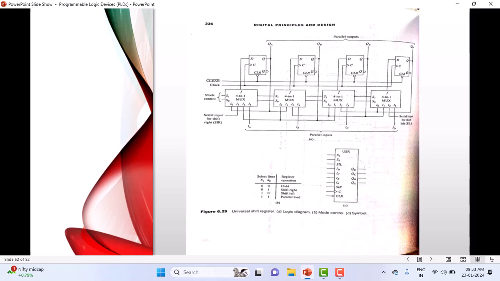And as I told you, this complete logic diagram is available in the form of an IC like this, with all signals shown.